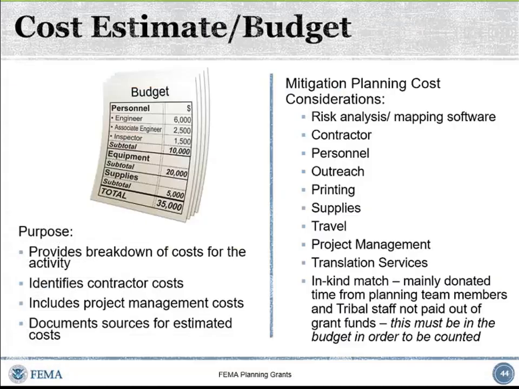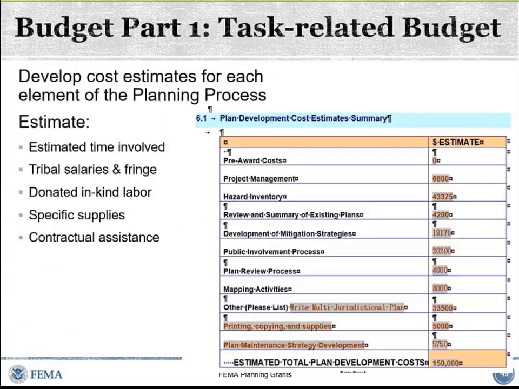So now we're to a very important part called the cost estimate budget. And I'm going to immediately go to the next slide. Since we've just been talking about your tasks, you develop a task-related budget. How much is it going to cost to do each one of those different phases of the planning process? And what's involved in those costs for each task? Is there travel cost? Is there going to be contractual expenses?